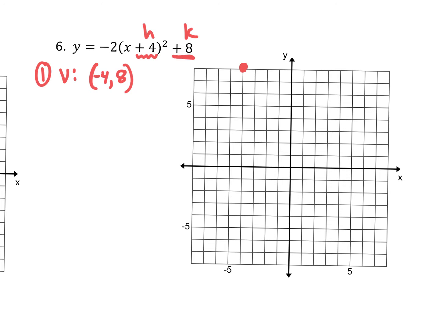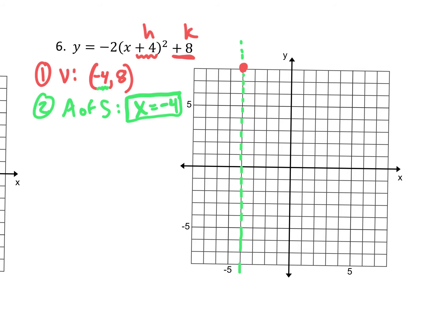And of course, there's an axis of symmetry running right through that vertex value, and the axis of symmetry equation, A of S equation, is x equals the x value of your vertex, which is -4. That could be a question. That will be a question on the test.